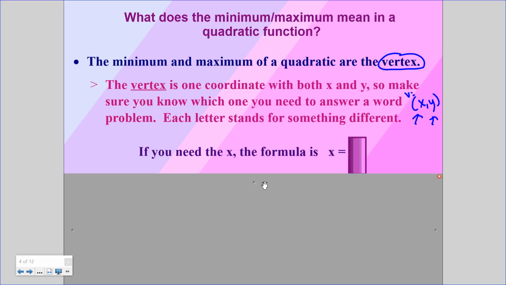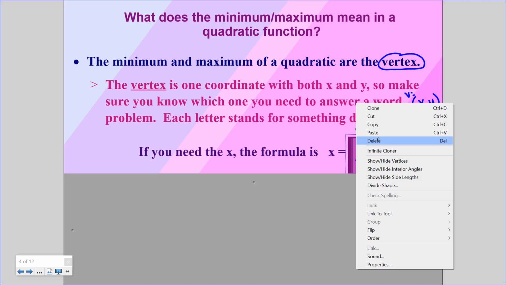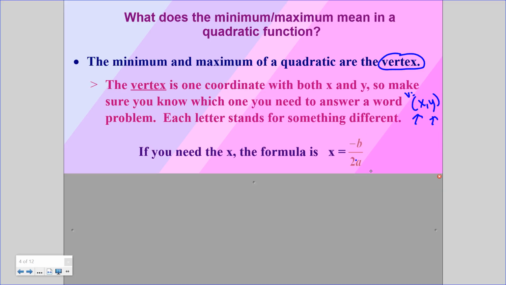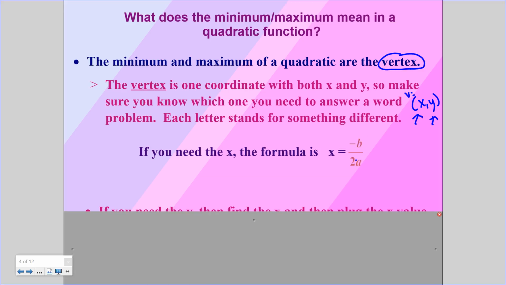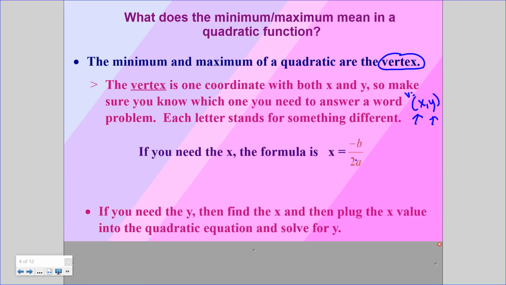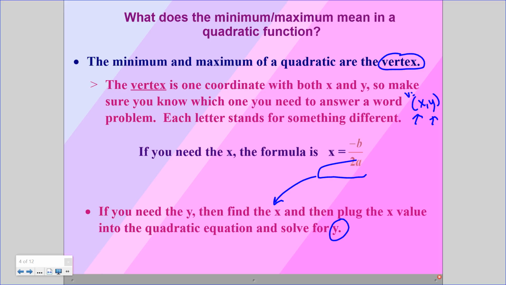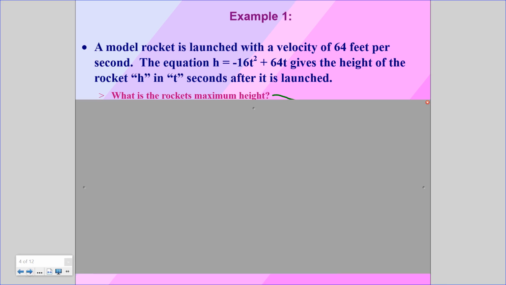If you do need the x portion of your vertex, remember that the x part of your vertex is found by using the vertex or axis of symmetry equation of x equals negative b over 2a. If you need the y portion of that vertex, meaning it's like a height or a distance or something, then you would still have to do this to find the x, and then plug the x value, or substitute the x value, into the quadratic equation to solve for what the y would be. So you'll just have to determine which piece of your vertex you need.